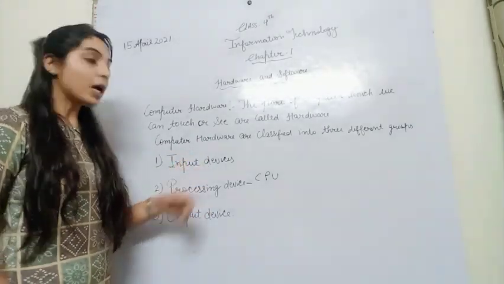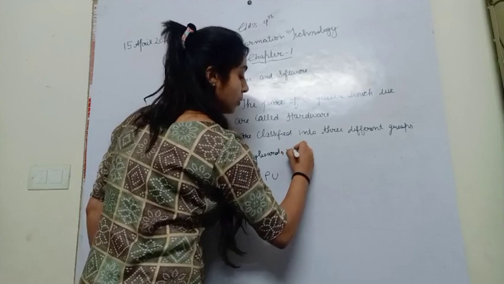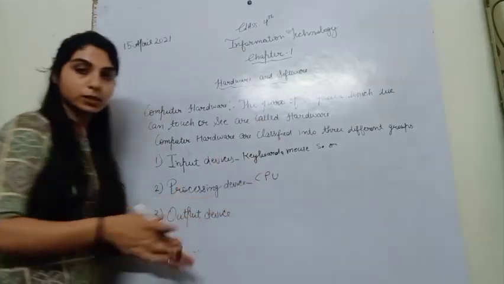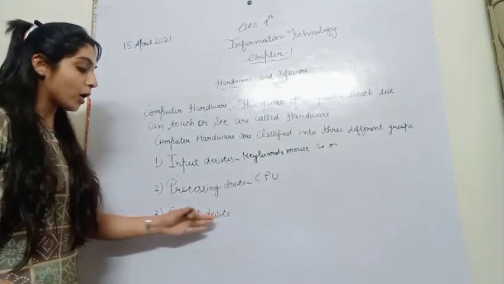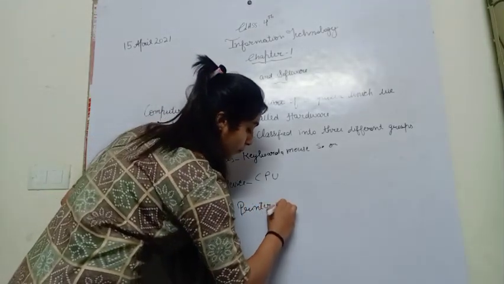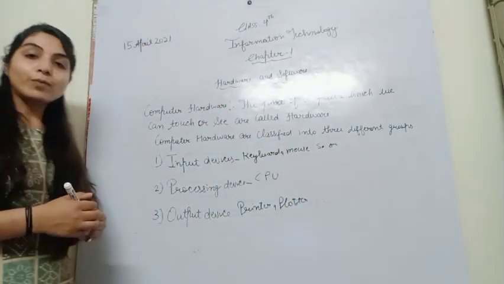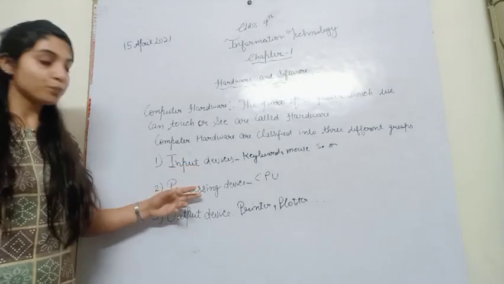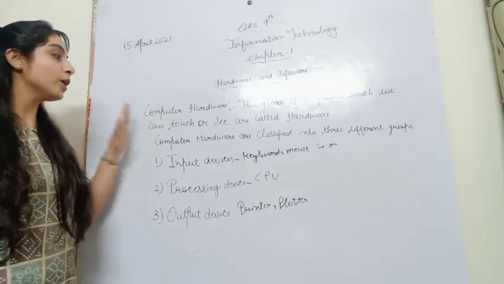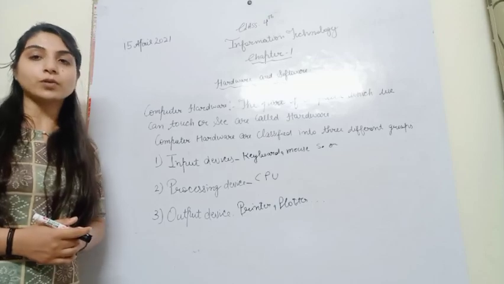Input devices are the keyboard, mouse, and many more. Processing devices are called the CPU, and output devices are the printer, plotter and so on. Okay, I will show you a video related to input devices, processing devices and output devices. I hope you understand all these topics, and today we discussed just one topic, that is computer hardware. In the next video we will see about the computer.